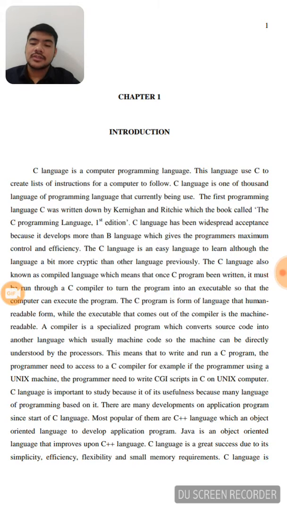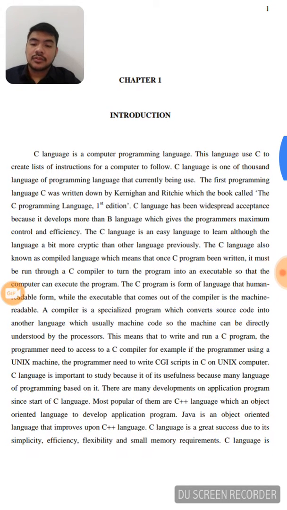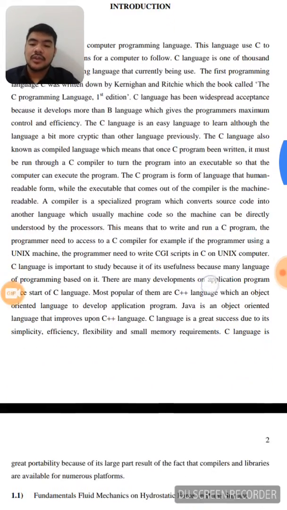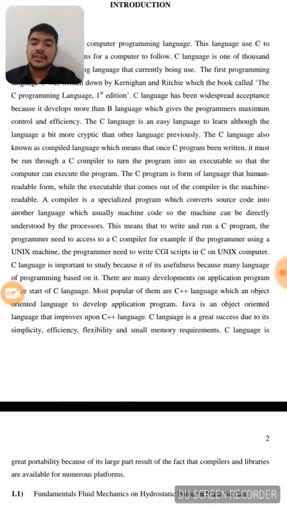So C language is important to study because it is useful, because many programming languages are based on it. There have been many developments in application programs since the start of C language. The most popular of them is C++, which is an object-oriented language for developing application programs. Java is one example of an object-oriented language that improves on C++.